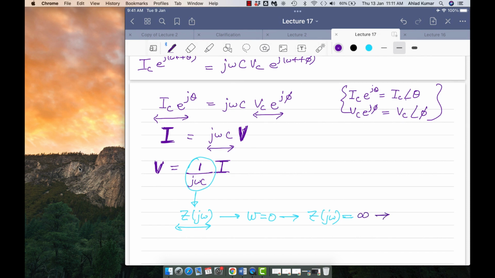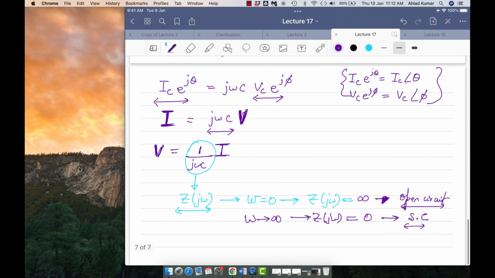What it means in terms of circuit components, if it is infinite, means what? Open. Yes, open. Current will be 0, but it's an open circuit, right? And if you have omega as infinity, then what will be the impedance? Zero. That means short circuit.